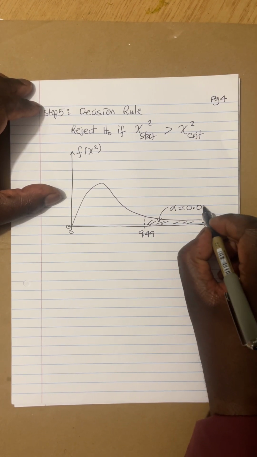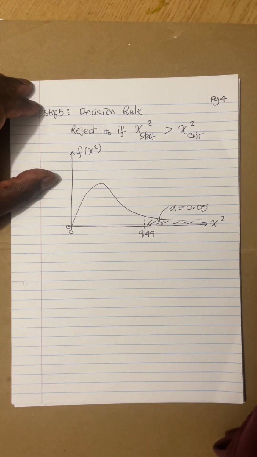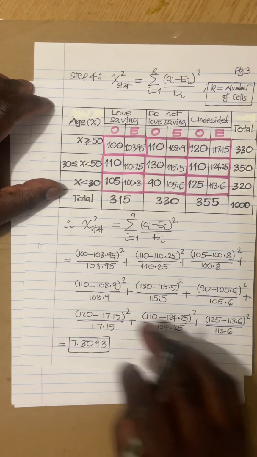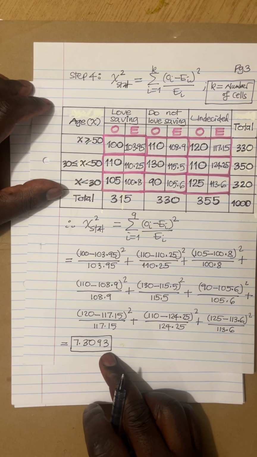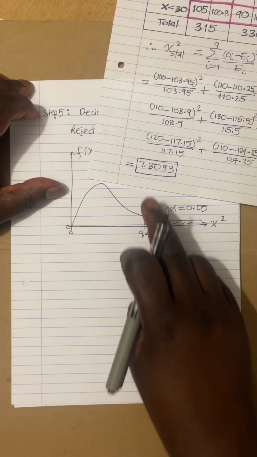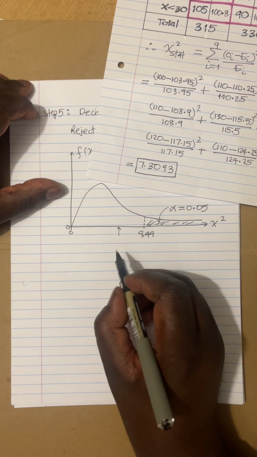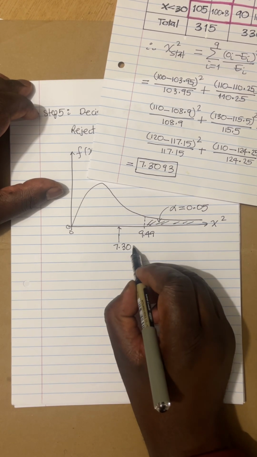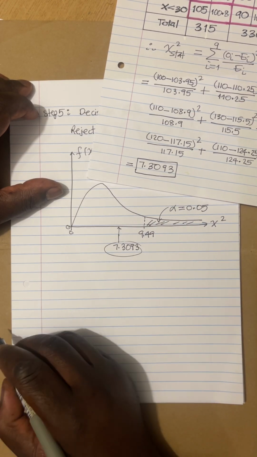If you remember in step 2, rejection region. And then the question is, this is our test statistic. What is our test statistic? 7.3093. Is this number bigger than or less than the critical value? You can see that that number is less. So it will be somewhere around here. This is where we're going to find the number 7.3093. So it is in the fail to reject region.